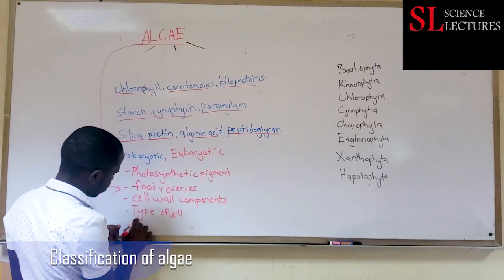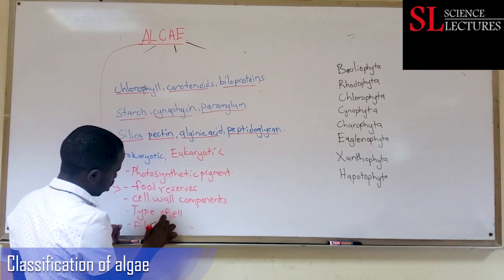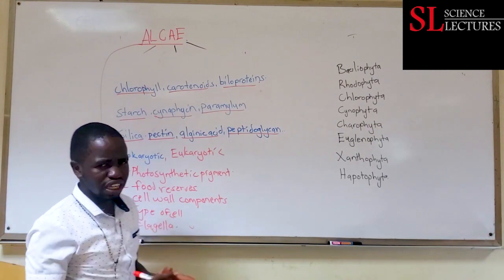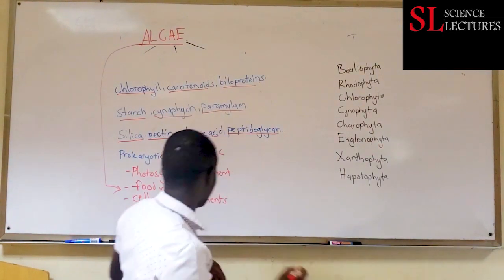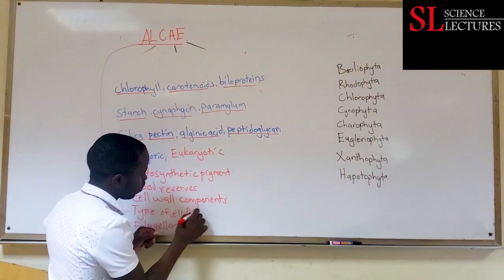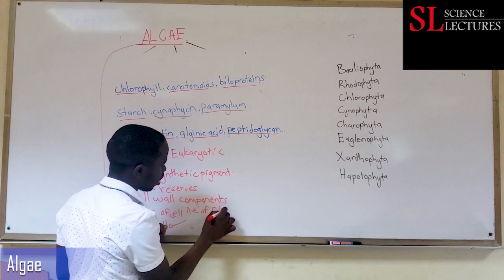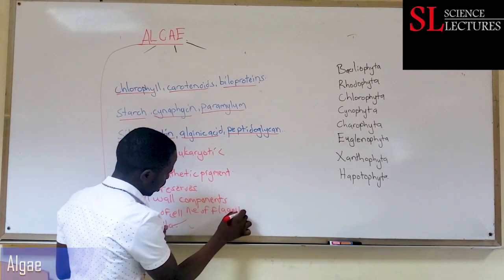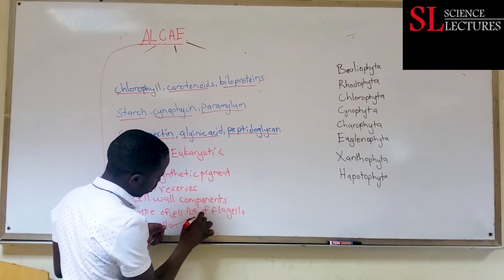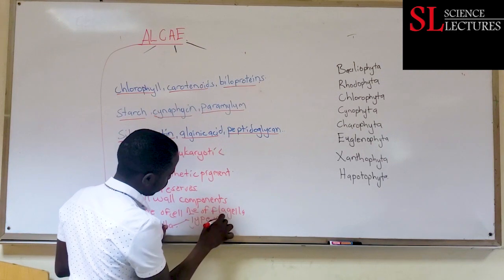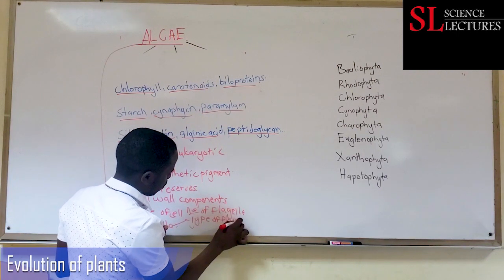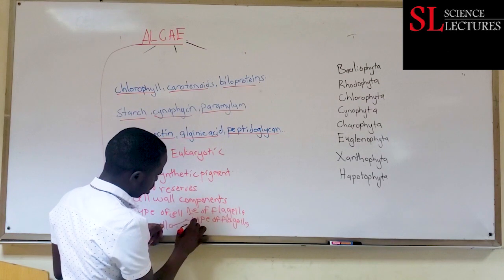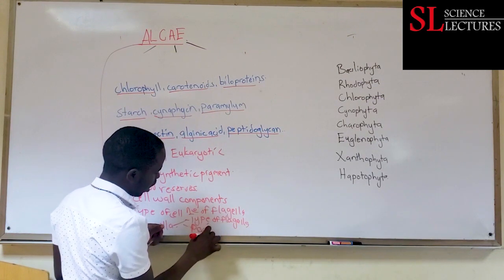Then lastly is the flagella. Classify algae depending on the flagella. Things like the number of flagella. How many flagella does that algae have? Number 2, the type of flagella. Number 3, the position of the flagella.